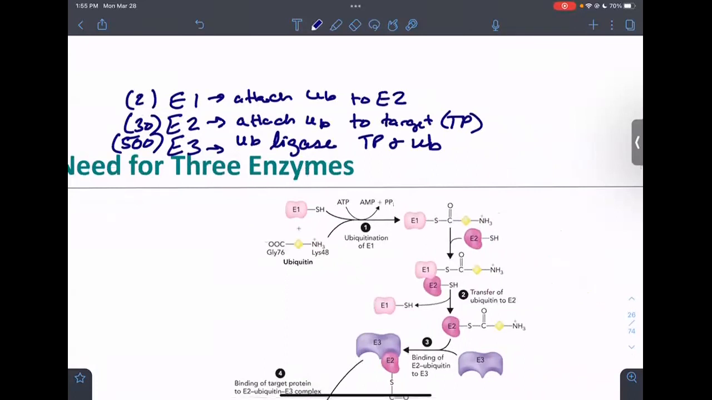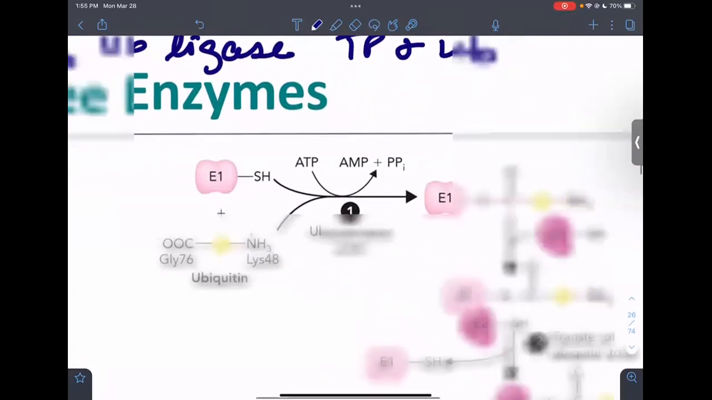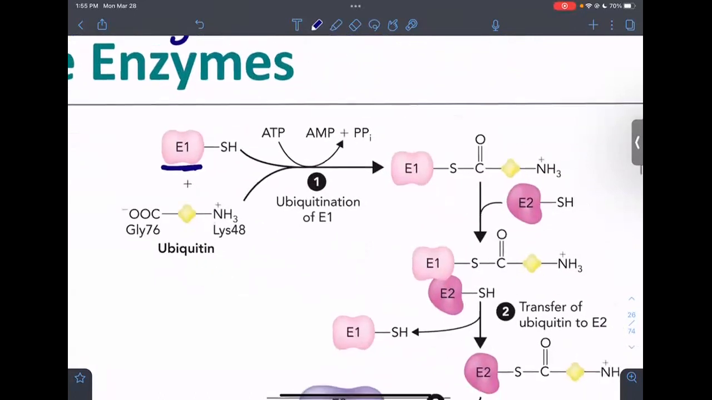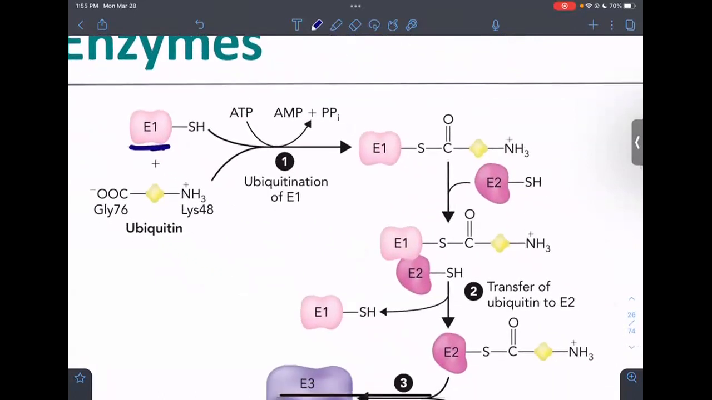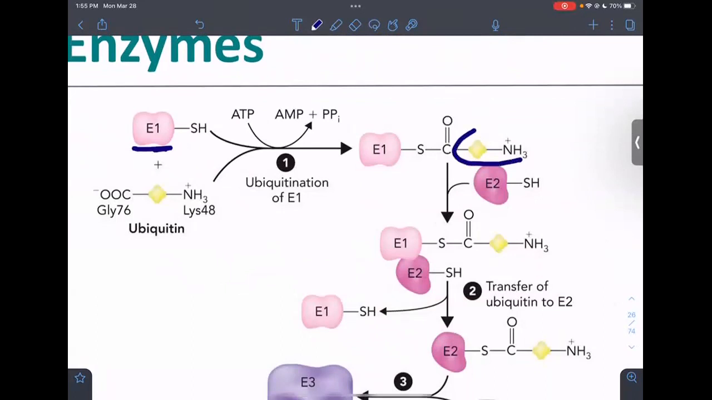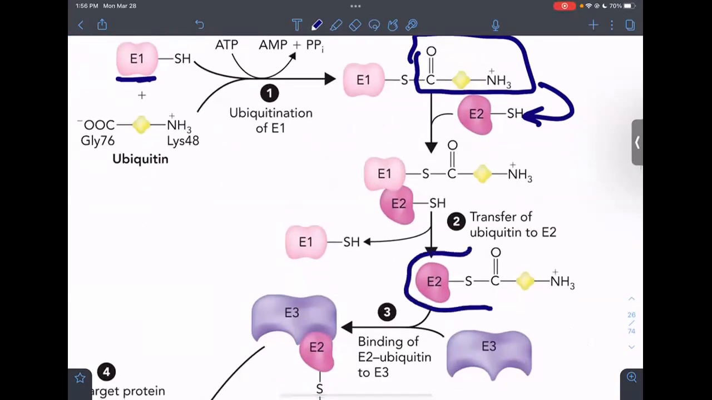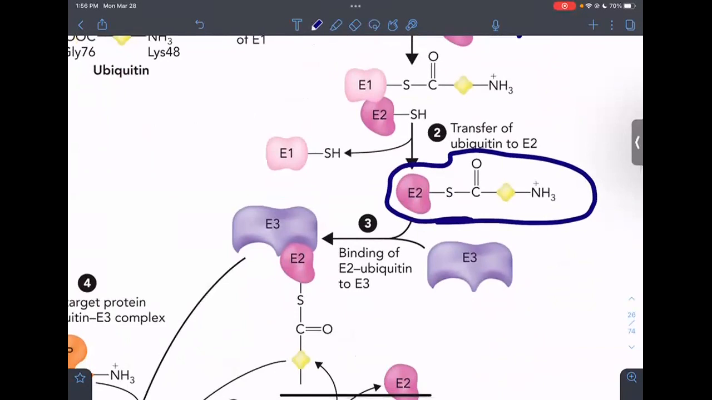Very, very important. Okay. So if you look at our first step, in an ATP-dependent fashion, we're going to ubiquitinate our first E1 enzyme. So once E1 is ubiquitinated, basically what we're going to do is take this ubiquitin and transfer it onto the E2 molecule. Okay, so now we have an E2 molecule that is ubiquitinated. Once E2 is ubiquitinated, it is going to bind to an E3 molecule.